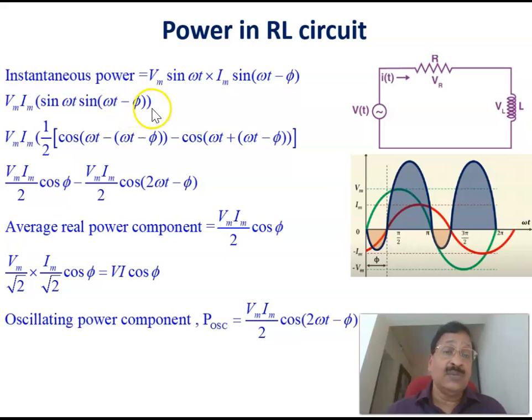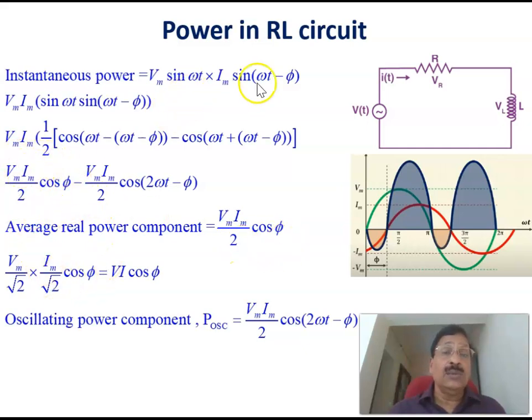If you take the product of that, we get power equal to Vm Im sin omega t into sin omega t minus phi, which is equal to Vm Im into half of cos phi minus cos 2 omega t minus phi. That can be reduced as Vm Im divided by 2 into cos phi minus Vm Im divided by 2 into cos 2 omega t minus phi. Therefore, if you take the average value of this, the average real power is Vm Im divided by 2 into cos phi.